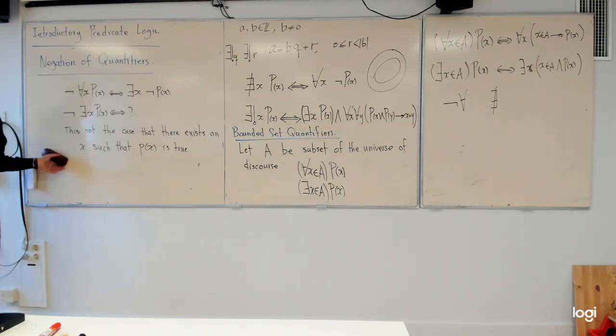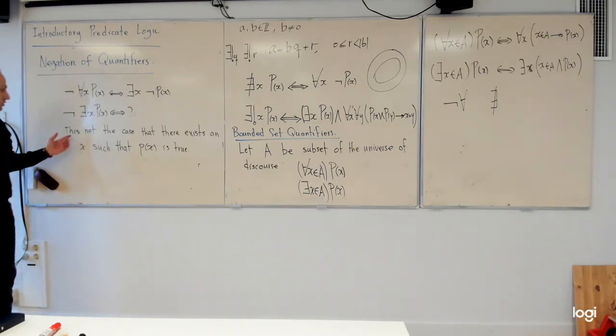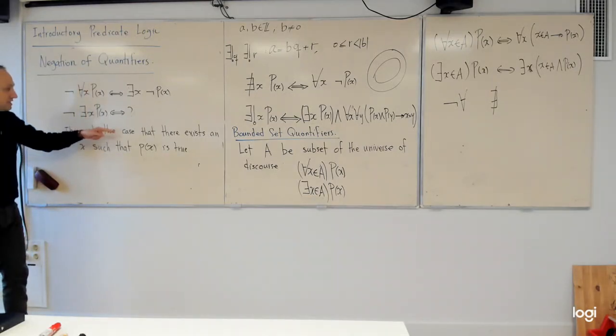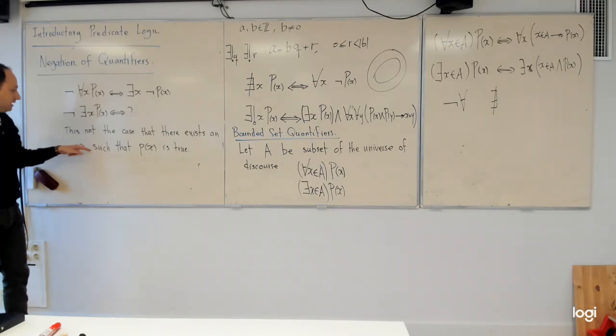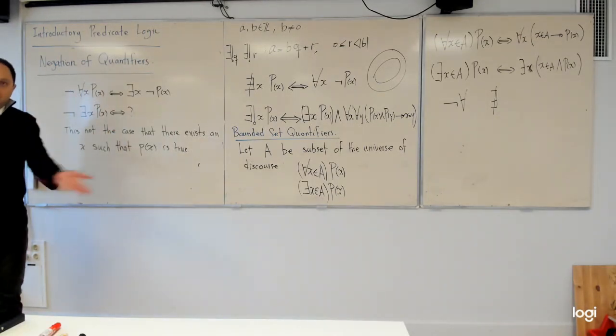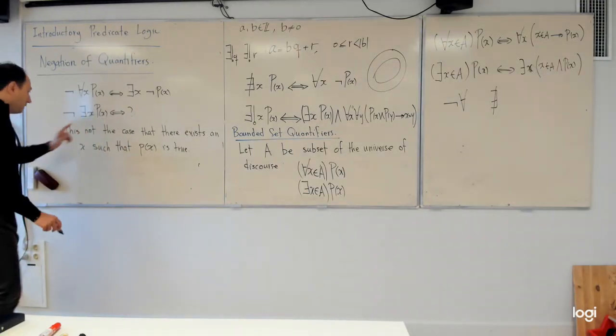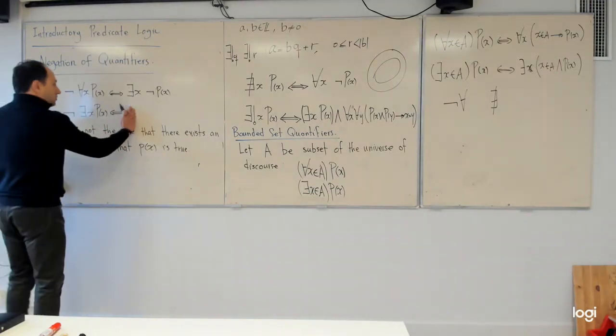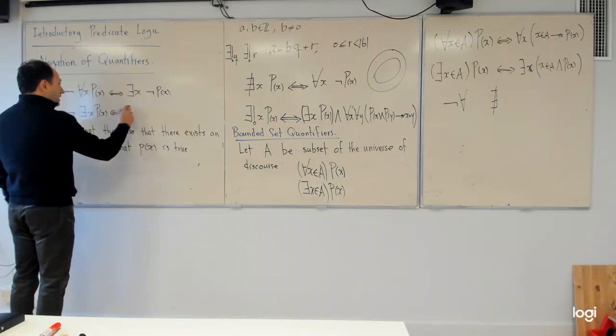Yes? Yes, Alex, do you want to say? Yeah, for every x, not p. Do you agree with him? This is one way. Because you say that this is not the case that there exists an x such that this happens. It means that, okay, there is no x with that property. So one way of doing that is to write for all x, not p.